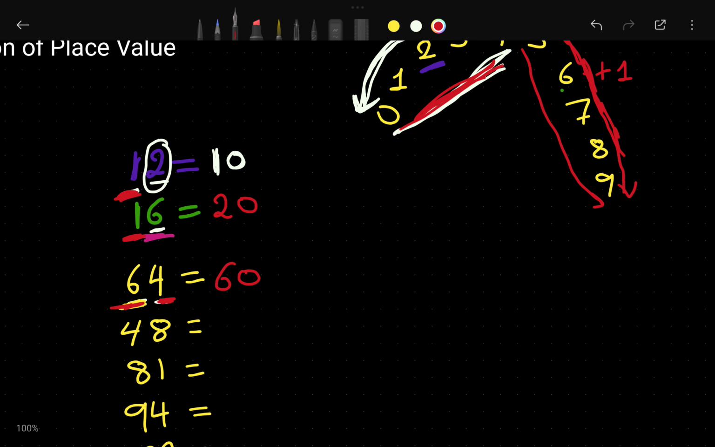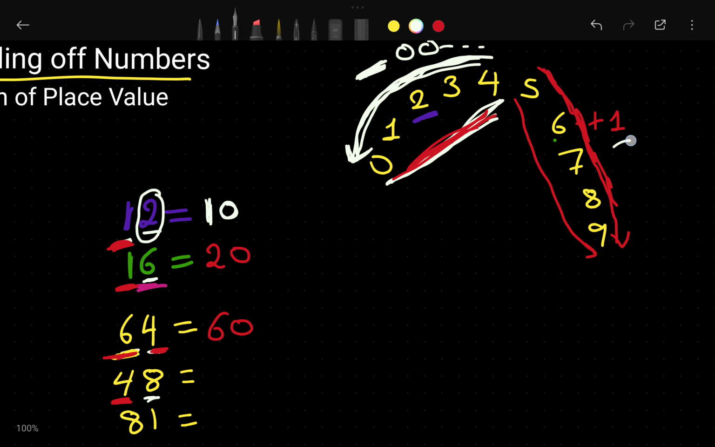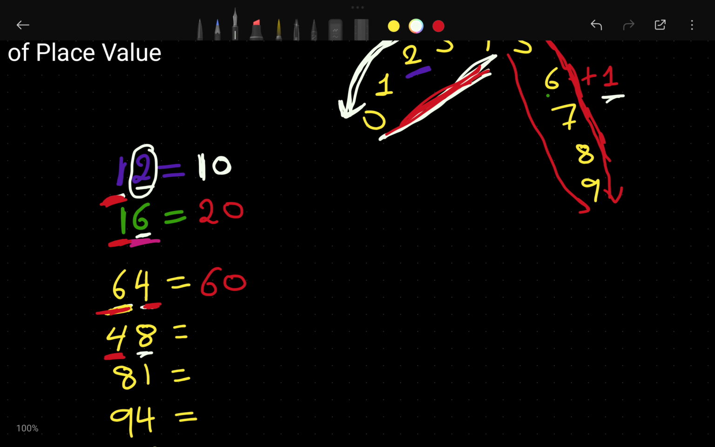Then let's see this one, 48. This 4 is in the tens place, but we don't have to look at the tens, we have to look at the 8. The 8 falls in plus 1, so we have to make it plus 1. Here the 4 is given, we add 1, then it is going to be 5, so we write 5, and whatever number is left after that we make 0, so it is going to be 50. Okay, so I hope it is clear to you.